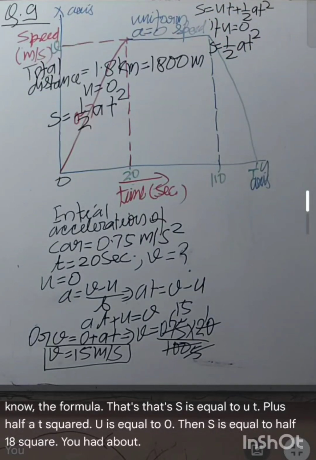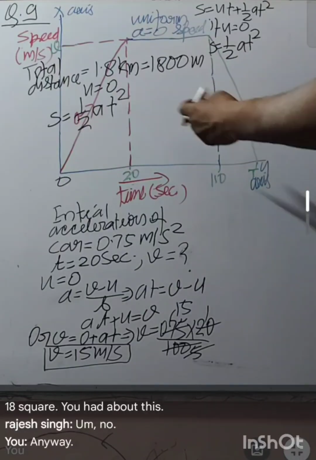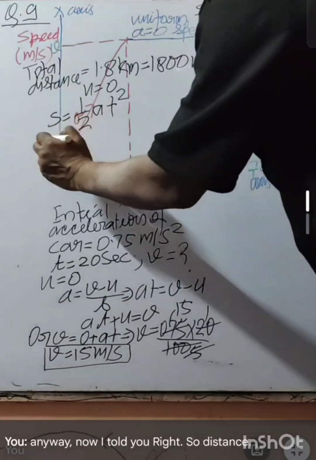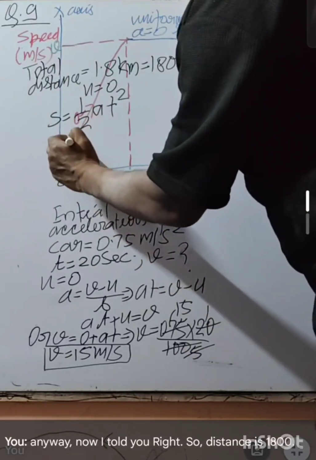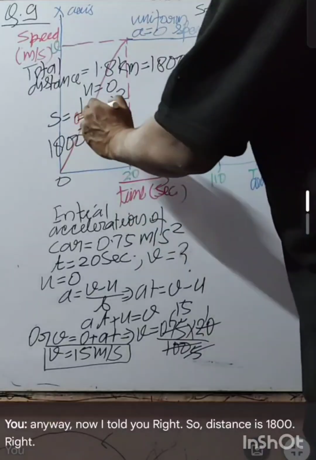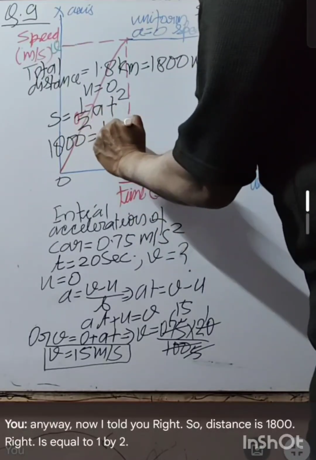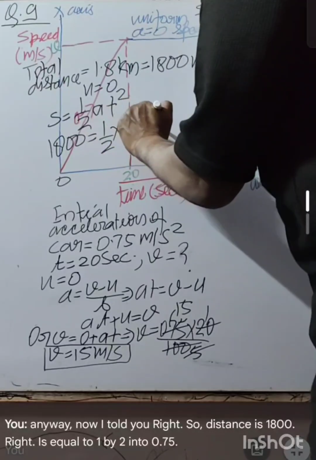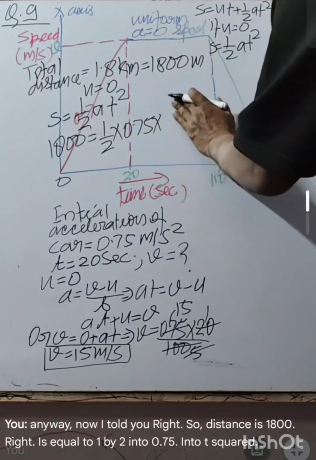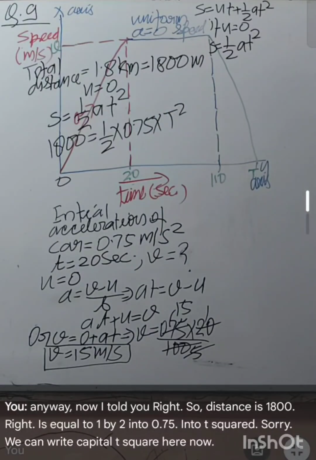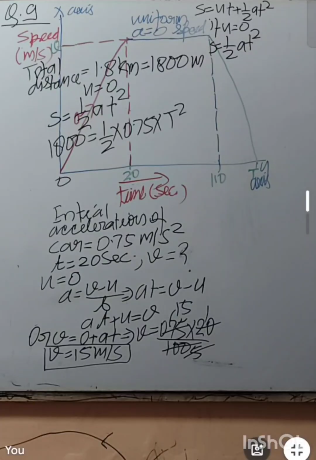You heard about this? No. Anyway, now I told you, right? So distance is 1800, right? Is equal to 1 by 2 into 0.75 into T square. Sorry, we can write capital T square here now. How much it will be?